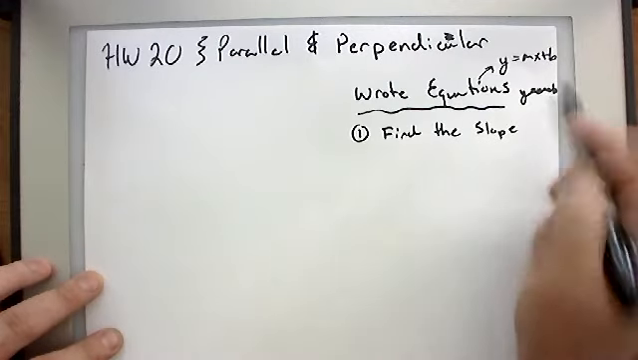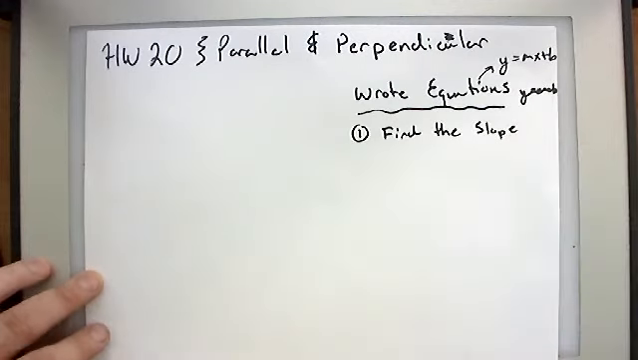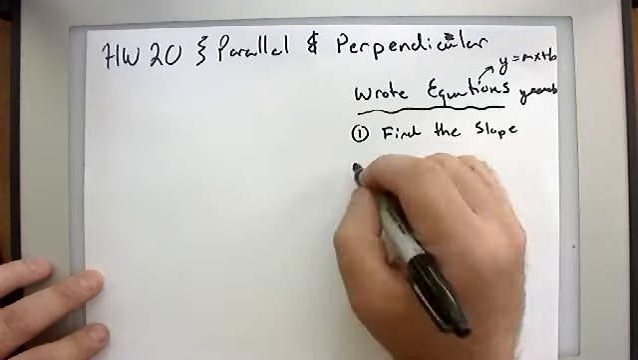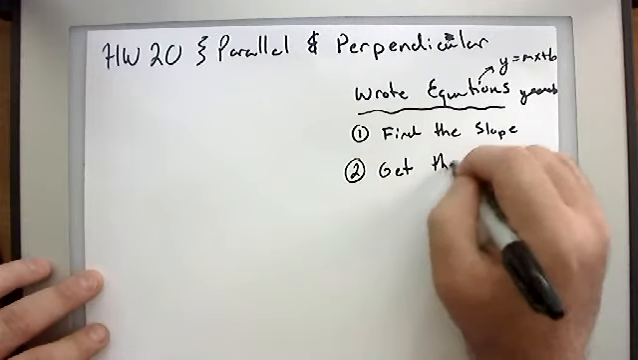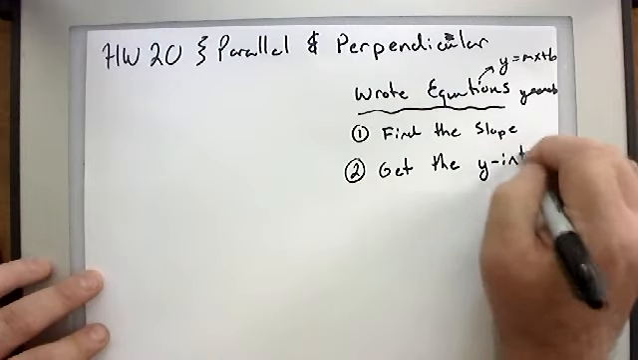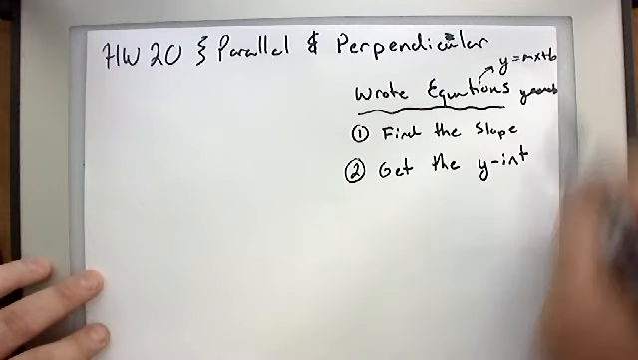What would the exceptions to that be? If it tells you to leave it in point slope, or if it's a vertical or horizontal line, right? Because remember, those are different. So first we find the slope. Maybe they give it to us, maybe they don't. Second step was get the y-intercept, because that's the b, right? If you have the slope, you have the m. If you have the y-intercept, you have the b, and then you're done.